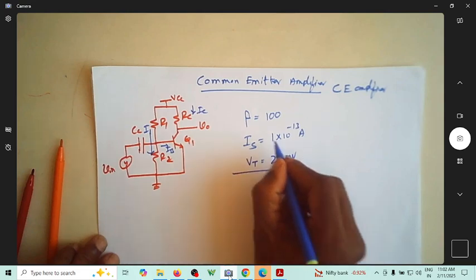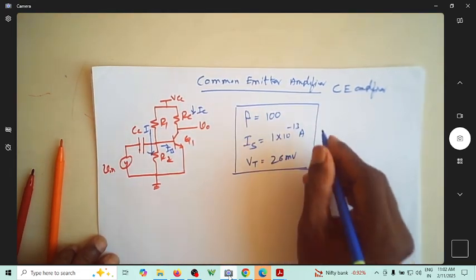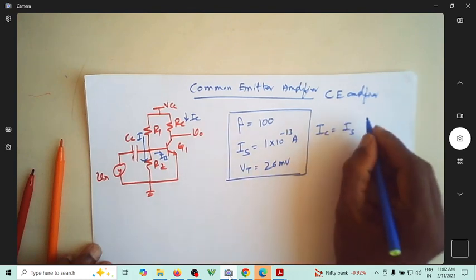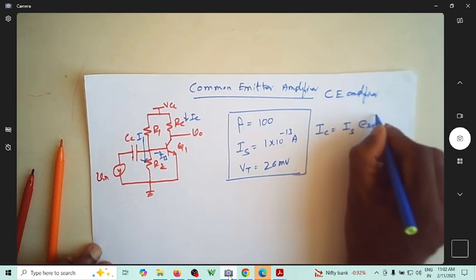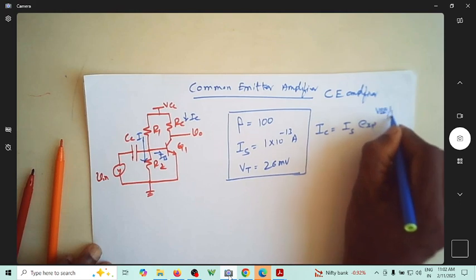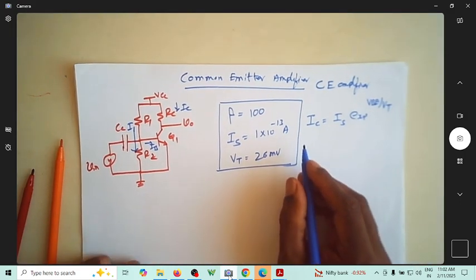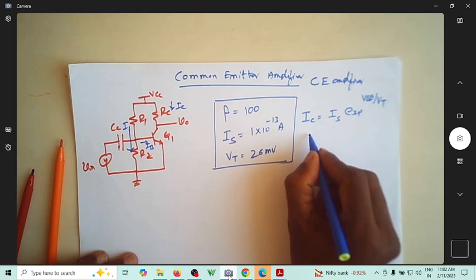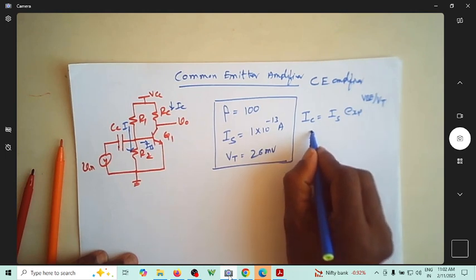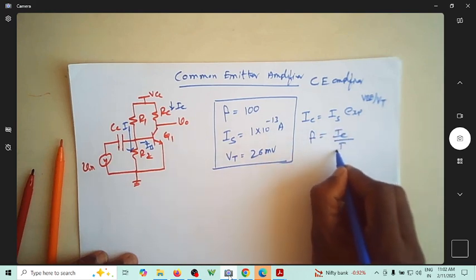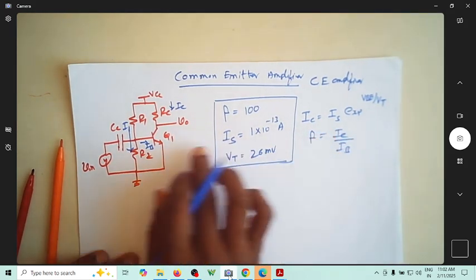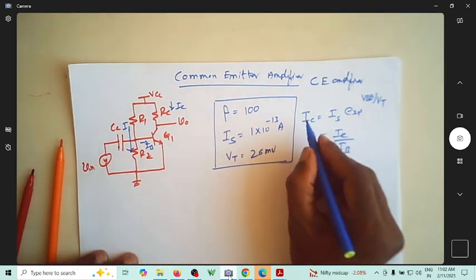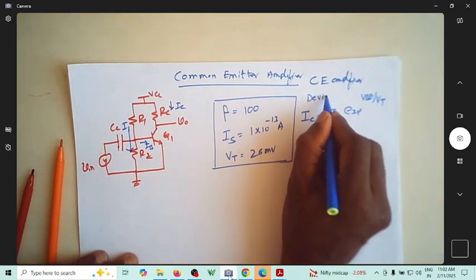Equations that we have are, so IC is equal to IS exponential VBE by VT is one expression. And of course we have the other expression as beta is equal to IC by IB. This is for the device, the transistor. These are the expressions for the device.